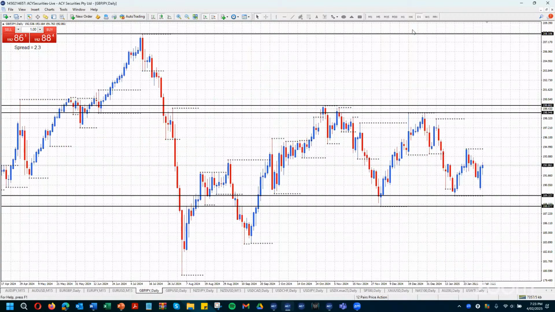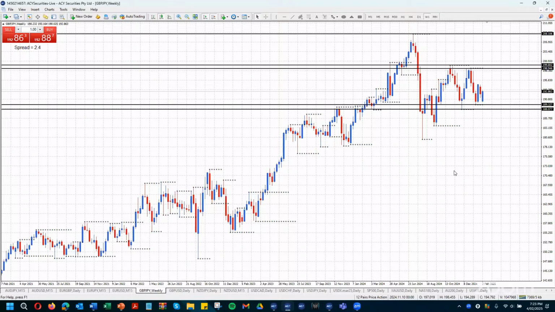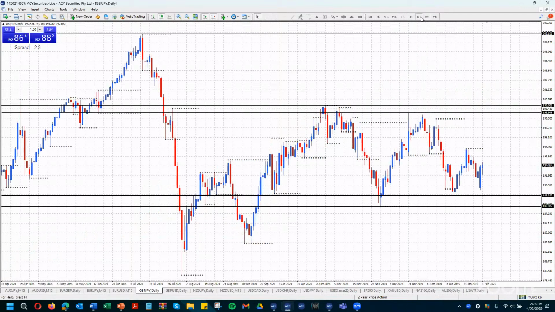Pound yen weekly chart, again, very range bound. We've got relatively close to weekly support. I think we're probably moving up to weekly resistance here. I don't like where it is at the moment. It's just in the middle. It's in the middle of this area to, kind of this area.